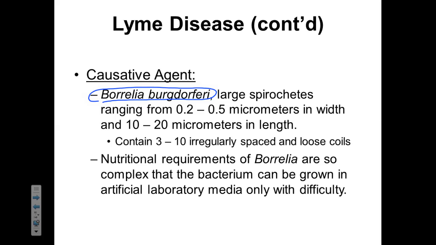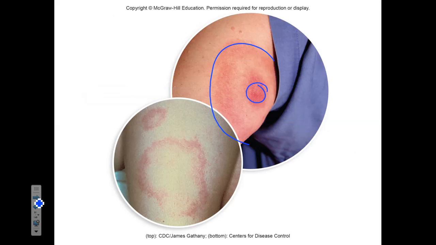They're quite complex and cause it to be very difficult to culture this bacterium within a laboratory setting. This is one of the reasons why it's so difficult to treat the disease in the secondary and tertiary stages and why it's such a difficult disease to specifically diagnose. The bullseye rash is typically the most common method of diagnosing this disease.